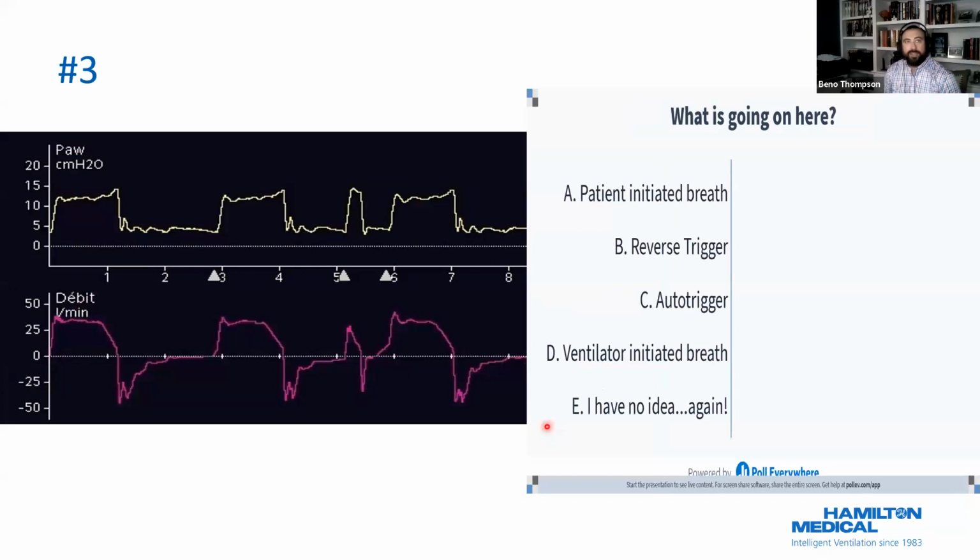This is the last one I'm going to give you guys. So what's going on here? Is it a patient-initiated breath? Is it a reverse trigger? Is it an auto trigger? Ventilator-initiated breath? Or again, you can have no idea. Fun fact: there are actually two correct answers here. Go ahead and tell me what you think you're looking at here in terms of asynchronies.